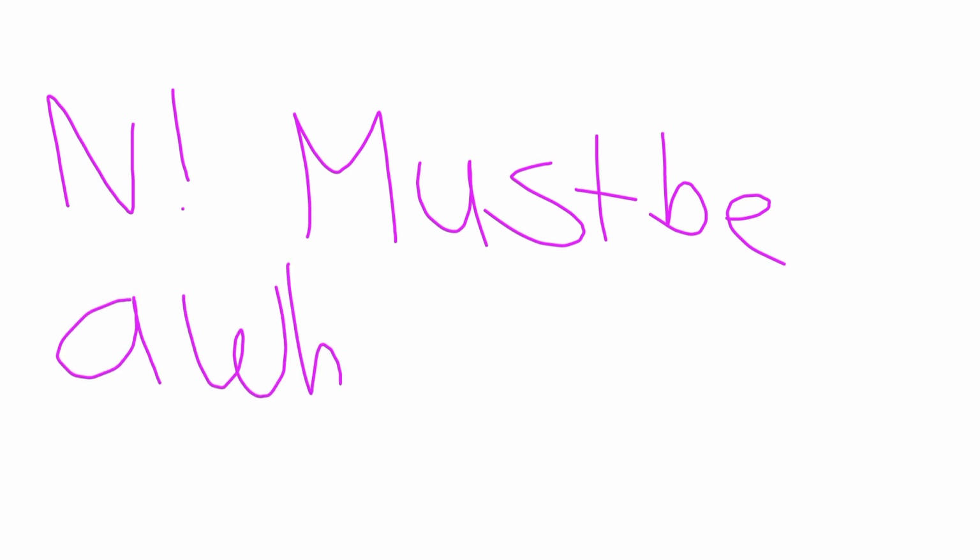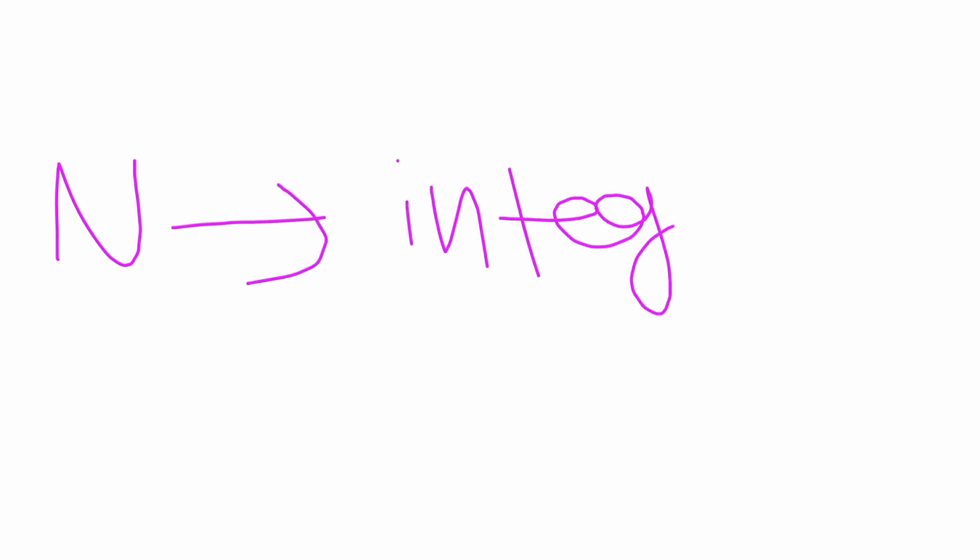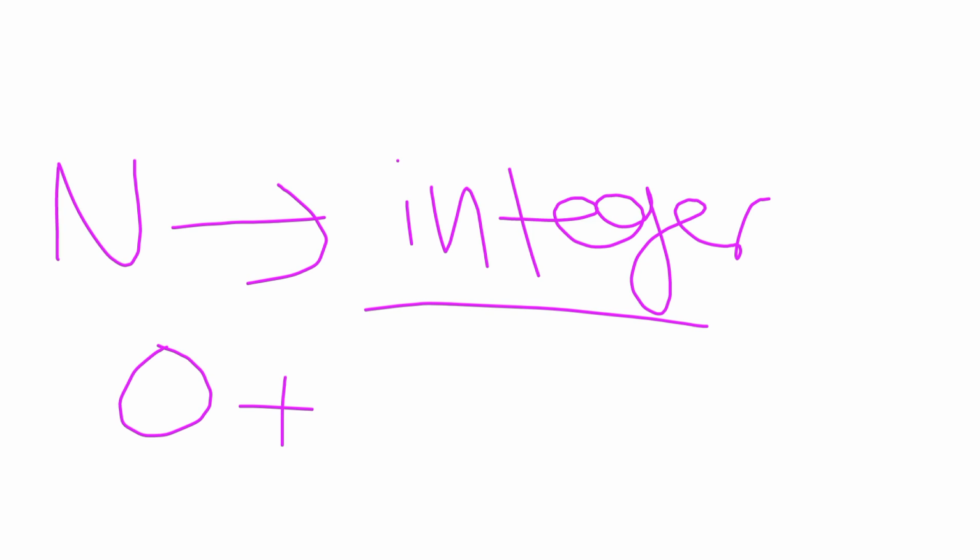Okay. There is a case for occurring n factorial. n factorial must be a whole number, it cannot be any other number. What I mean by this is half factorial. n approaches an integer, which can be 0, plus 1, plus 2, plus 3, plus 4, plus 5.